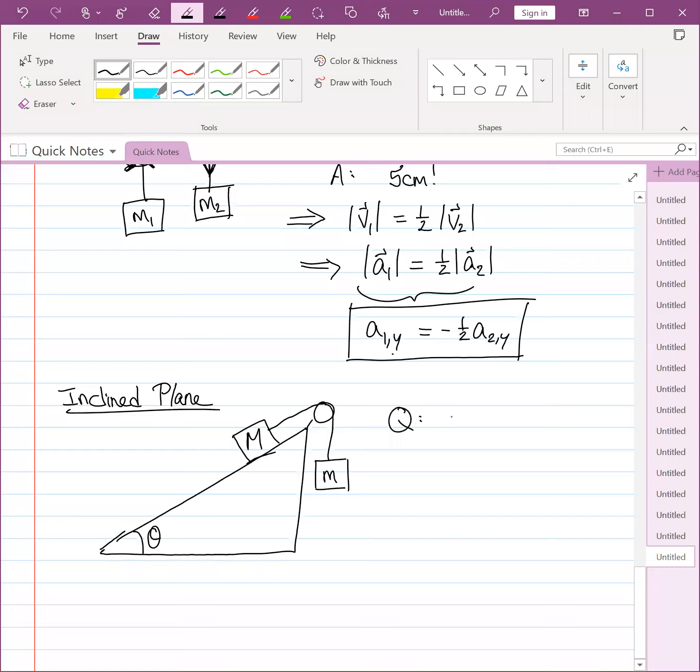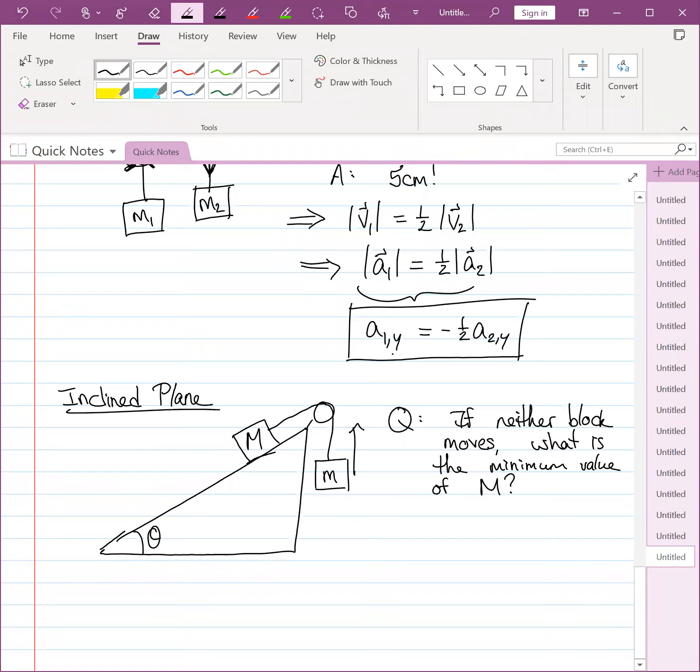You might ask the question, if neither block moves, i.e. if they're sitting still, what is the minimum value of capital M? Now, let's think about this for just a moment. Let's say that capital M had like 0 mass. Then clearly the block would just fall, right? On the other hand, if capital M was super heavy, then the other block would just raise up. So there is some range.